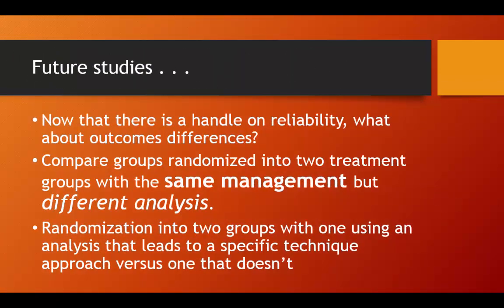So, some suggestions for the design of future studies. What's next, given we have a reliable test, but no agreement on what the finding indicates? First, compare by randomizing into 2 treatment groups with the same management but different analysis, and randomization into 2 groups with one using an analysis that leads to a specific technique approach versus one that doesn't. Again, quite the dilemma. A reliable test that has not been shown to be a valid measure of anything consistently or in particular.